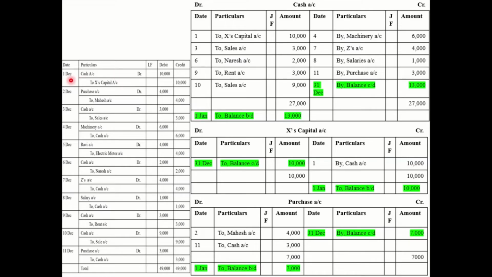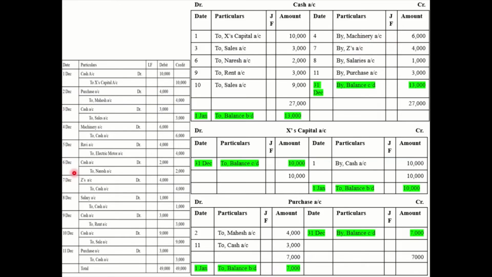On 1st December, cash account entry is on the debit side. That date, the credit account we record on the debit side of the ledger. To X capital account 10,000. Then 3rd December, cash account entry is on the debit side. That date, credit account we record on the debit side. To sales account 3000. Then 4th December, here cash account entry is on the credit side. That date, debit account we record on the credit side. 4th December by machinery account rupees 6000.